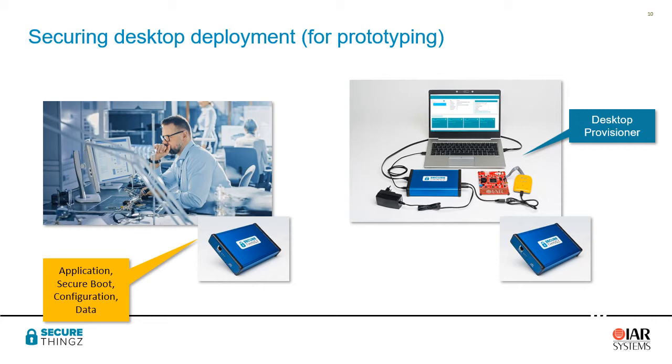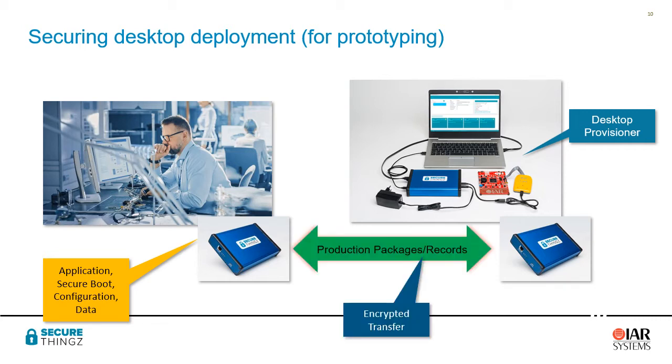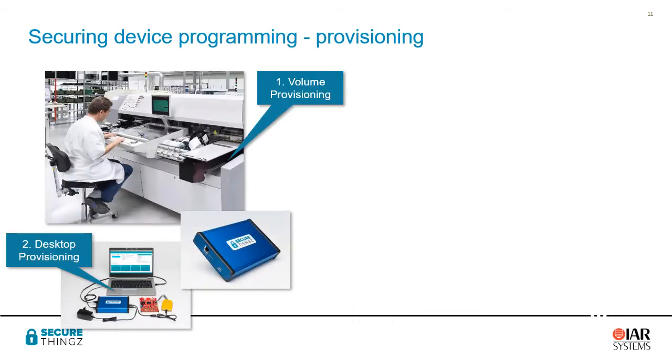In this case, we're using the same HSM, and we're obviously doing the same transfer of a production package between the two HSMs. And the desktop provisioner here will actually go through the same process of unpacking that encrypted transfer and programming that information into the target board, target system. So we have these two different solutions. One for volume provisioning, where we embed an HSM inside a machine, and two, a desktop system, where we can just carry out the necessary operations in the lab.